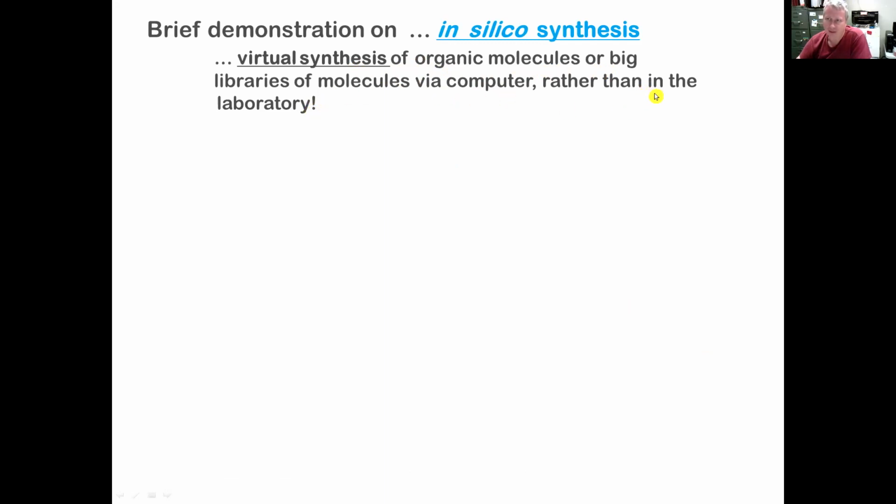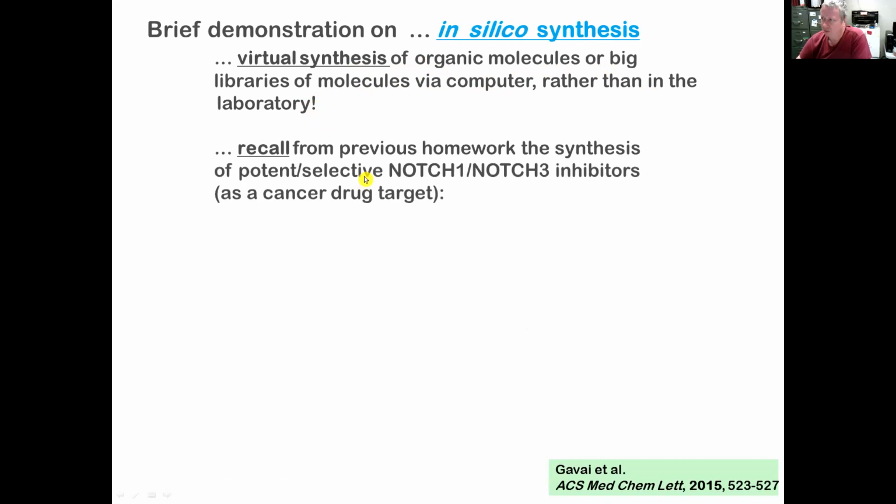than in the laboratory. Of course, it's really easy to do a lot of synthesis in the laboratory, especially if the reactions are easy, like making an amide. Making an amide is one of the easiest things in the world to do. As an example of this, recall from our homework the synthesis of those Notch 1 and Notch 3 inhibitors. It was a cancer drug target, right? That was that paper, maybe homework two.